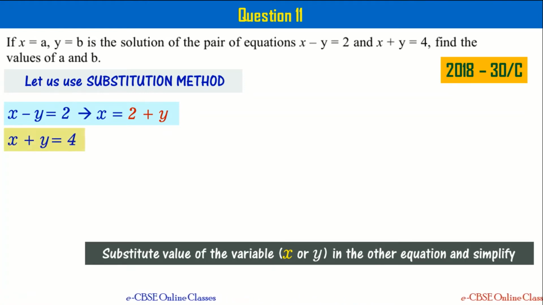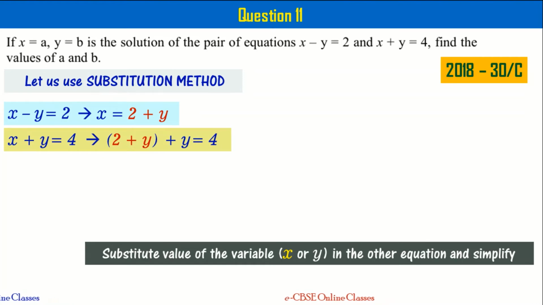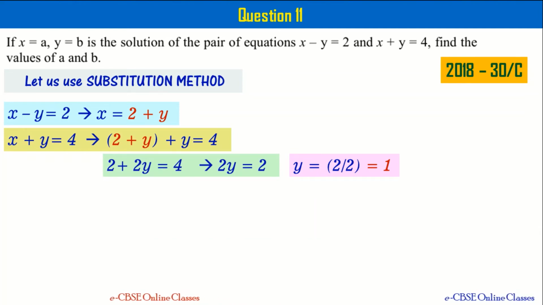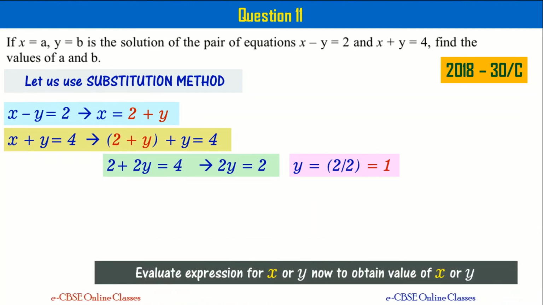The other equation we have is x plus y equal to 4. So let's substitute x equal to 2 plus y into this, such that it becomes 2 plus 2y equal to 4. When you simplify, you get y equal to 1. The next step is to evaluate the expression for x, to obtain the value of x.